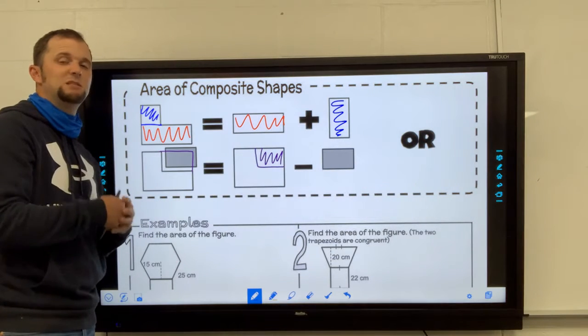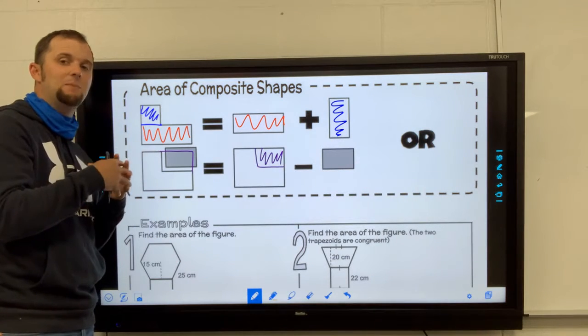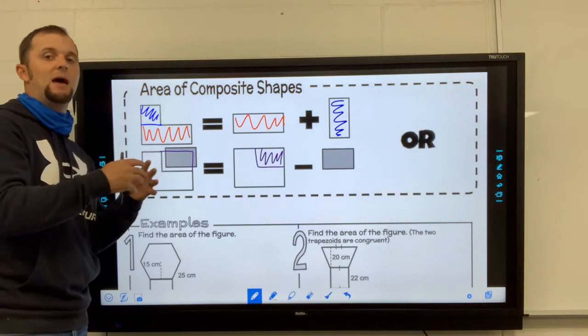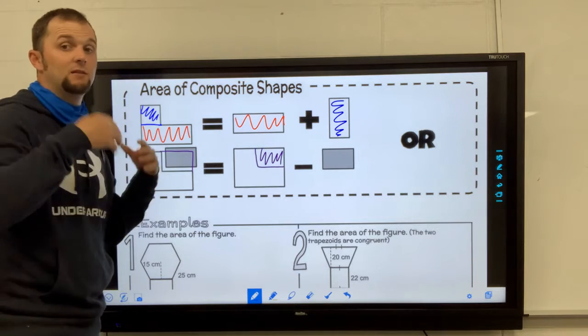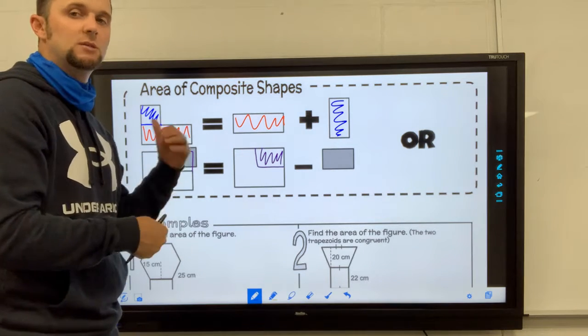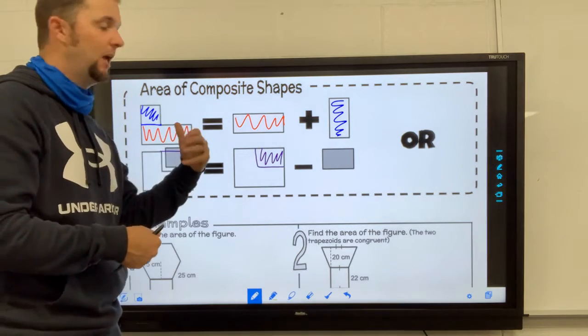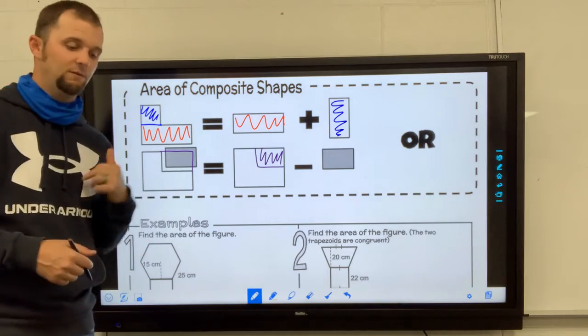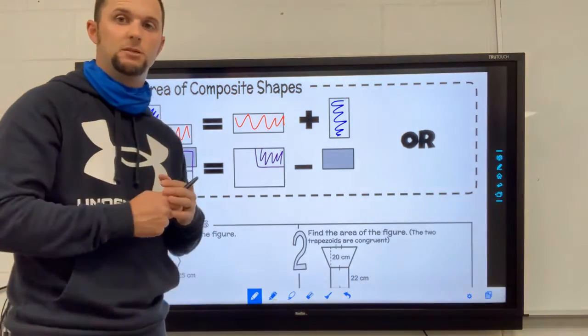Two different ways, just basically taking a composite shape, seeing the shapes that make it up, and then adding those areas together to get the full area. So let's take this idea and apply it to our examples and hopefully figure this out. Let's jump into it.